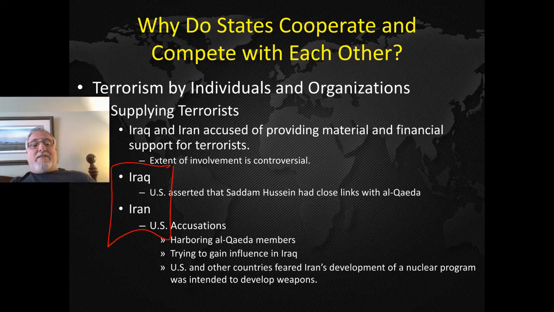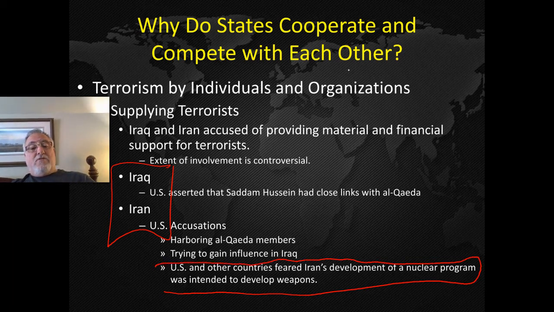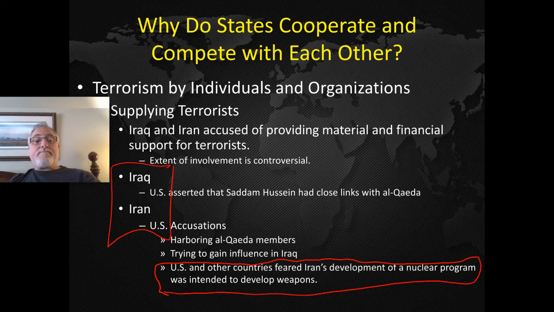And Iran's connection to various terrorist organizations is also a reason why the United States and other countries do not want them to develop nuclear technology, for fear of them developing nuclear weapons. So states and individuals can both harbor, train, fund, and use terrorist organizations, and that's another reason why countries want to work together politically and economically.